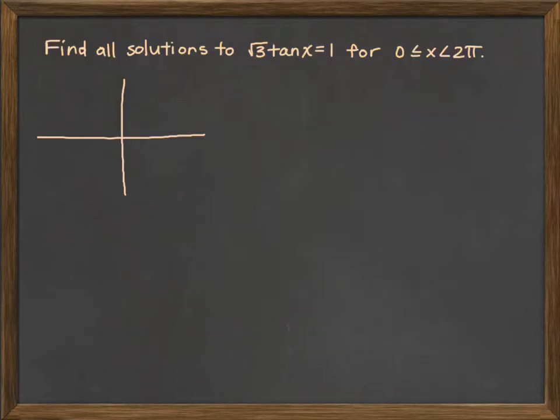So let's do another example. Here, we're trying to find all solutions to square root of 3 times tangent of x equals 1. And again, we're on this interval between 0 and 2 pi. So first, let's see if we can simplify this equation. We're starting off with the square root of 3 times the tangent of x equals 1. If we divide both sides by root 3, we're going to get tangent of x equals 1 over root 3. So we're looking for all the angles x between 0 and 2 pi where the tangent of x is 1 over root 3.